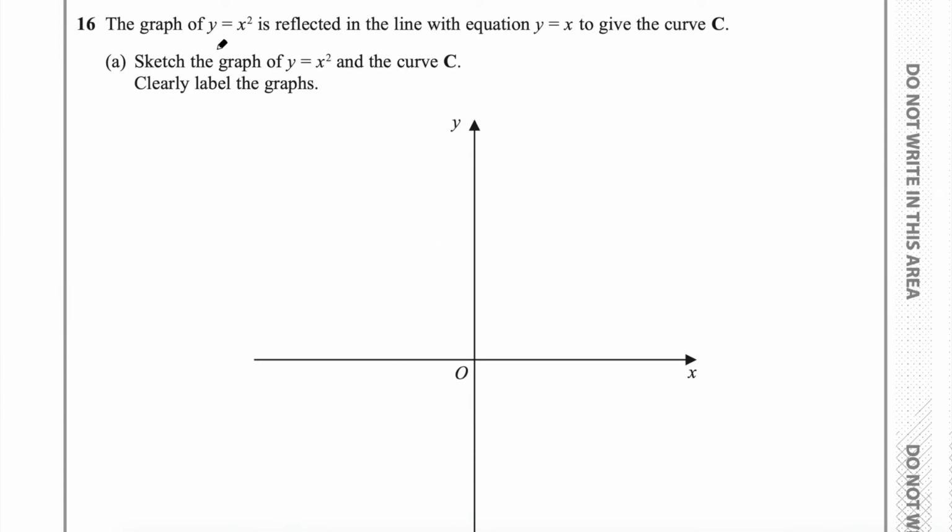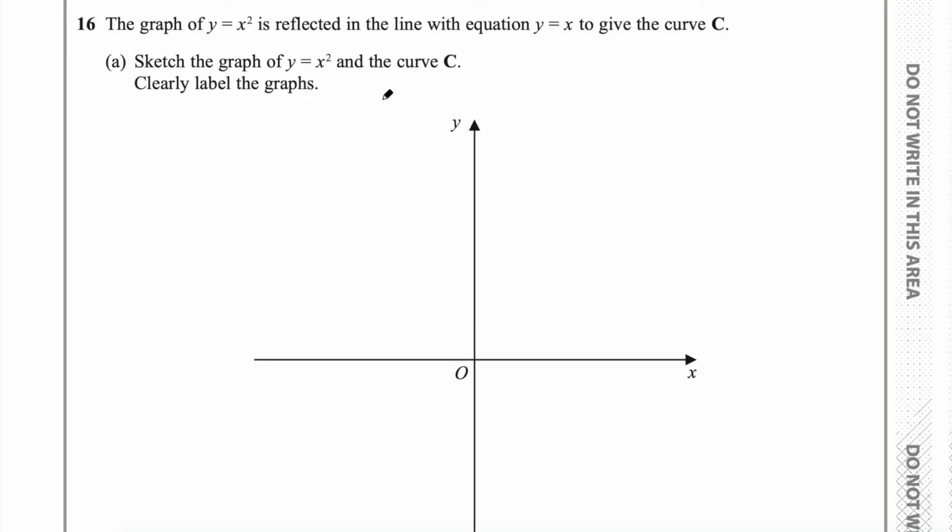Question 16 says the graph of y equals x squared is reflected in the line with the equation y equals x to give the curve C. Part A says sketch the graph of y equals x squared and the curve C, clearly label the graphs. So this is a quadratic, about the most standard quadratic you can get, and it looks like this with the axis of symmetry being the y-axis.